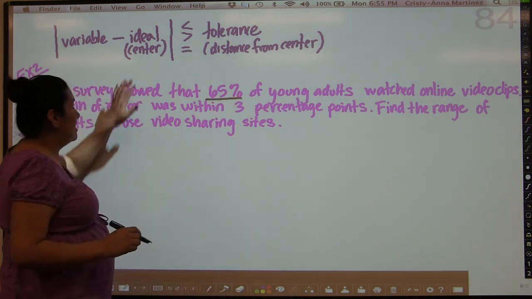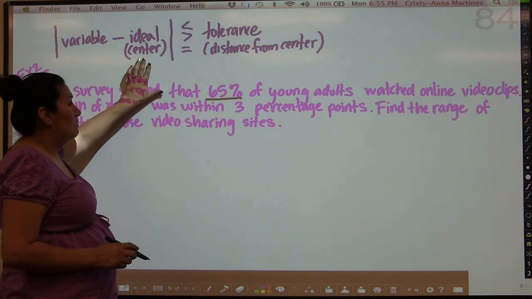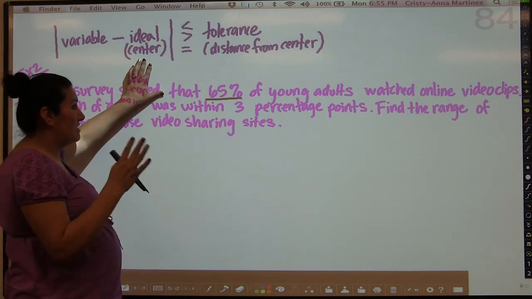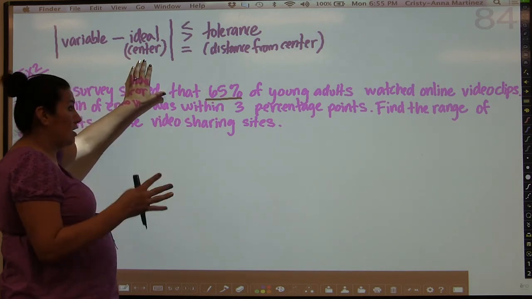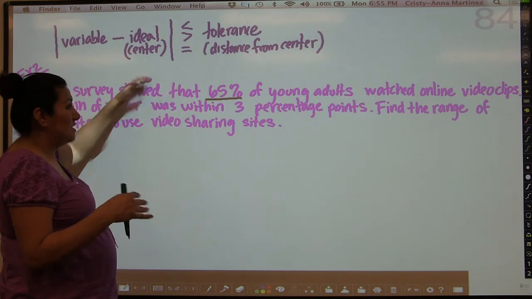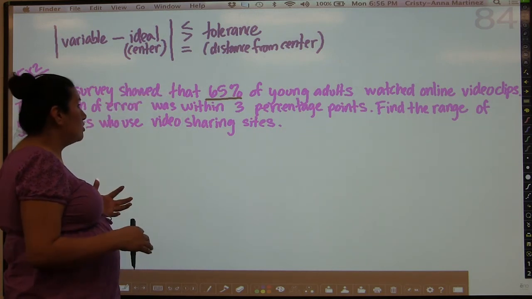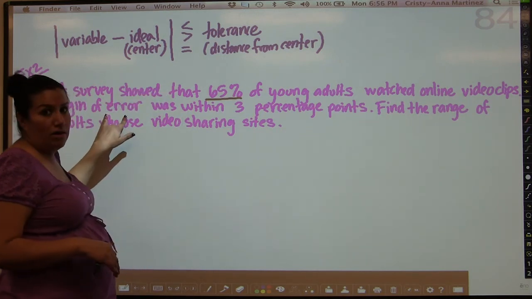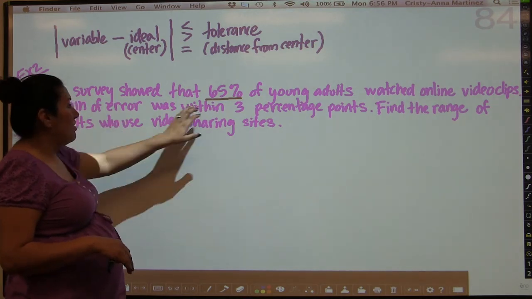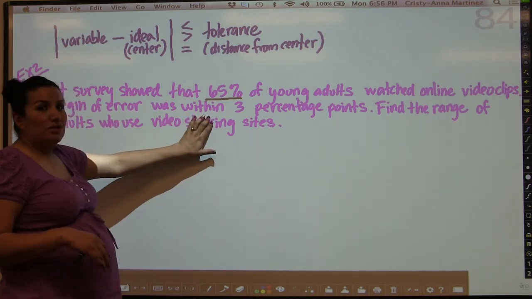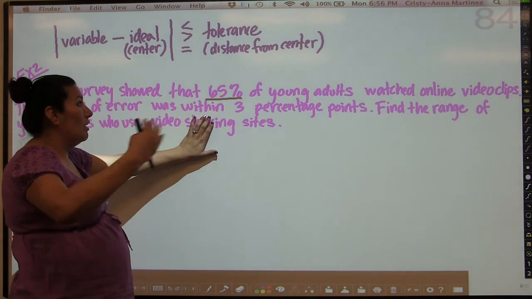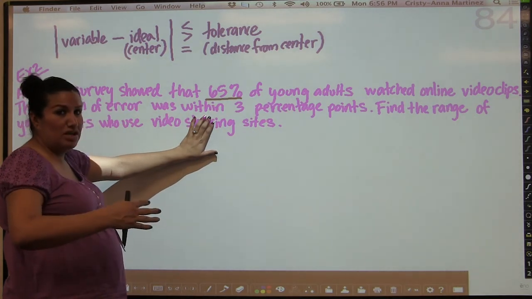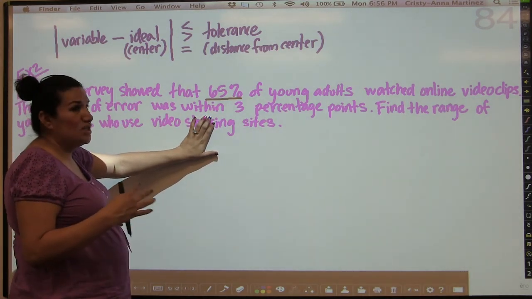Okay, so the center would be 65. 65% is what the survey said that they got. But because it's a survey and people are human, they're also willing to have a margin of error. And that margin of error is within 3 points. So that means that it could be above or below 65 by 3 percentage points. Hence, that's the distance from the center.